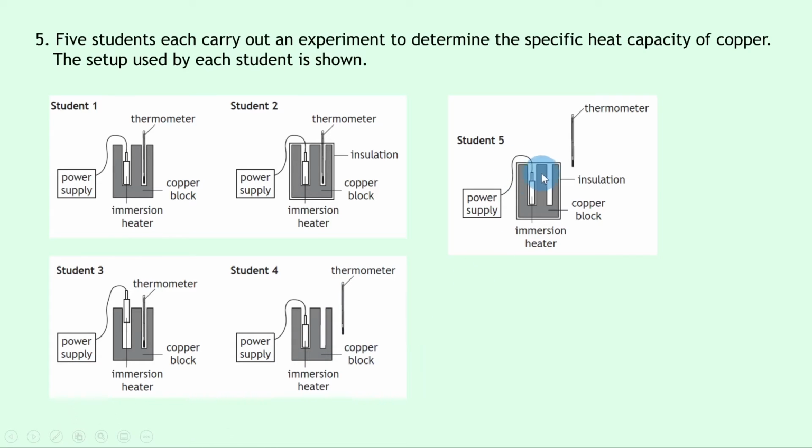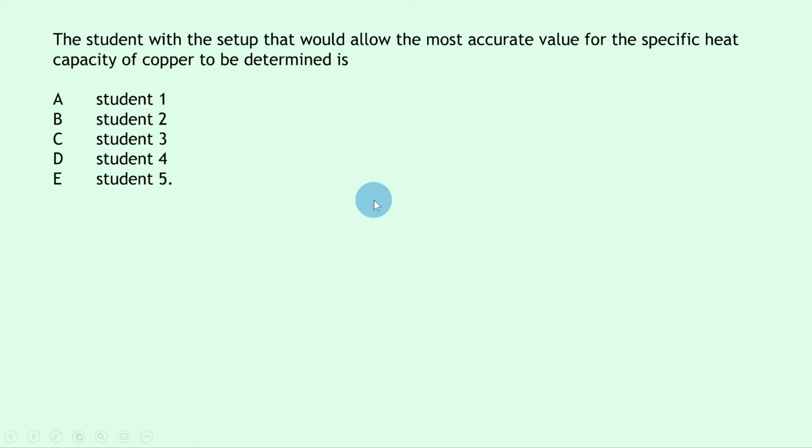And lastly, student 5 shows the thermometer again outside of the copper block, although there is insulation. So again, the thermometer here is the thing that's letting down this setup. So that means the best setup here has to be student 2's, where we've got everything where it should be and we've got the insulation keeping the heat in. So we can say the answer is going to be student 2, which is B.